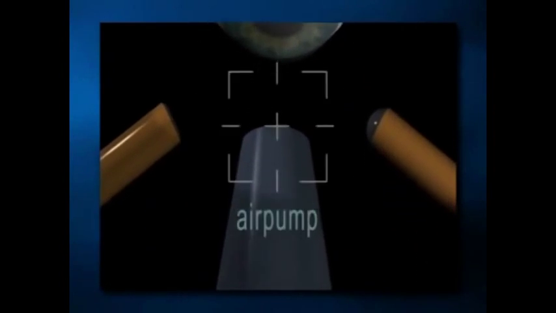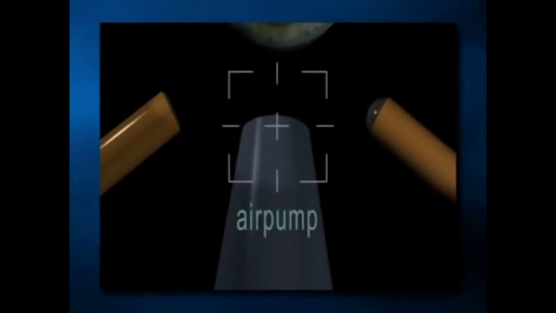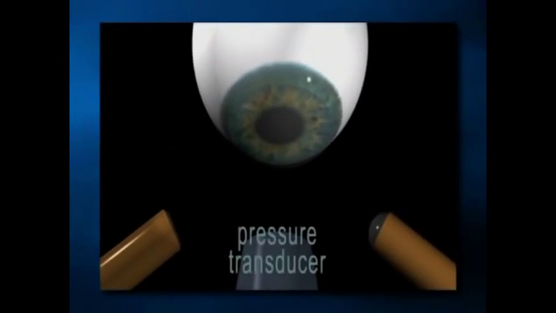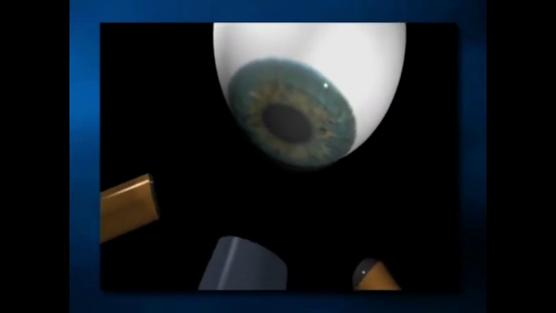There are four key components to the applanation system of the Ocular Response Analyzer: a solenoid-driven air pump, an infrared light emitter, a light intensity detector, and a pressure transducer. At the start of the test sequence, the infrared light emitter directs a beam of light onto the cornea. The convex shape of the cornea causes the reflected light to be dispersed over a wide angle.